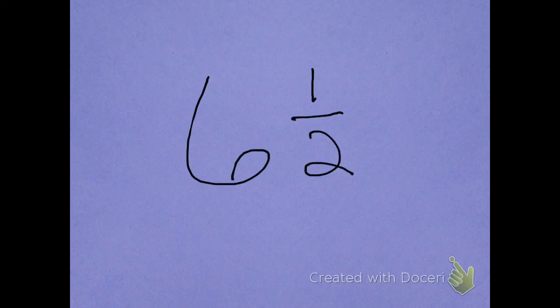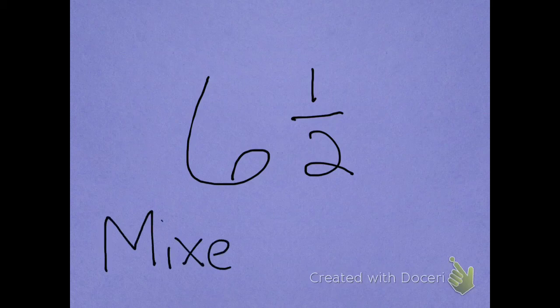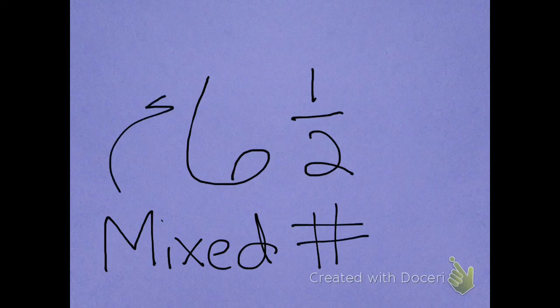Anytime we have a number with a fraction, say we have 6 and 1/2, we call that a mixed number. And I'm going to use the symbol for number right there. And that's because we have a whole number and then we have part of a whole. So we call it a mixed number. Now what I would like you to do is start on the guided practice with your teacher and pay very close attention so that you can do the independent practice on your own.